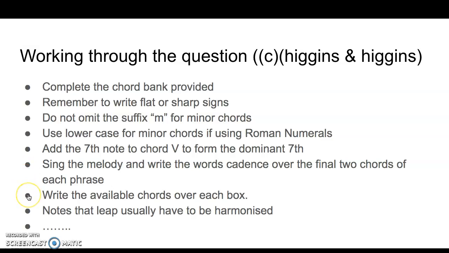Write the available chords over each box. Now do remember, you might have more than one option available to you for each chord box. If that happens, and it will happen, there will certainly be boxes where you have several chords available to you. Look and see what chords are either side of that chord box and see how we can develop a good chord progression. And we discussed this in the marking scheme earlier on. It's strong chord progressions we're looking for here, not individual chords as we go along.